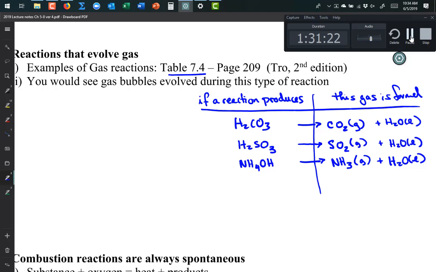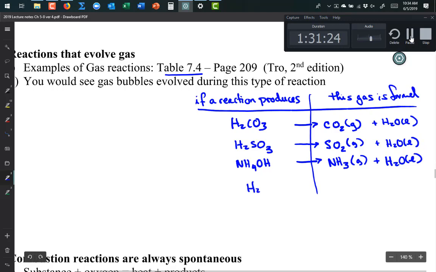The last one is actually H2S. And just by itself, this is a gas. You don't need a reaction for that one. That's the rotten egg smell that you smell sometimes. I smell a rotten egg. It's hydrogen sulfide gas sometimes. Sometimes it's actually SO3 gas or SO2 gas.